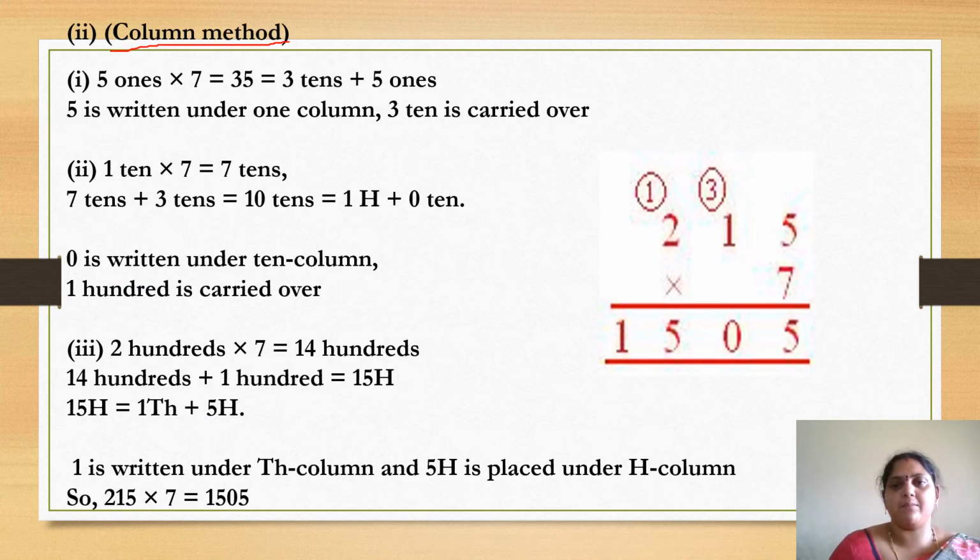Children, we will see how to do multiplication in a column method. I have taken the same number, 215 into 7. So first, we have to multiply the digit which is in the ones place.